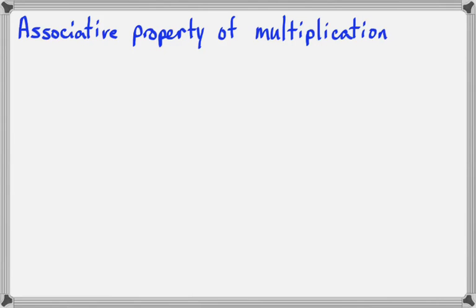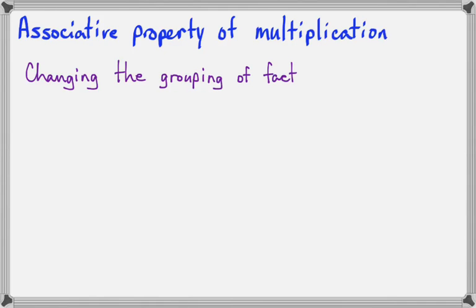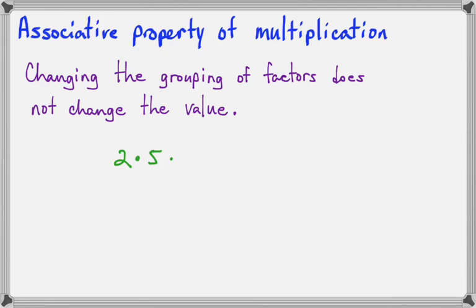Now we can do a similar thing for the associative property of multiplication. This says that changing the grouping of the factors does not change the value. And we know this to be true as well. Let's take an example. 2 times 5 times 3.